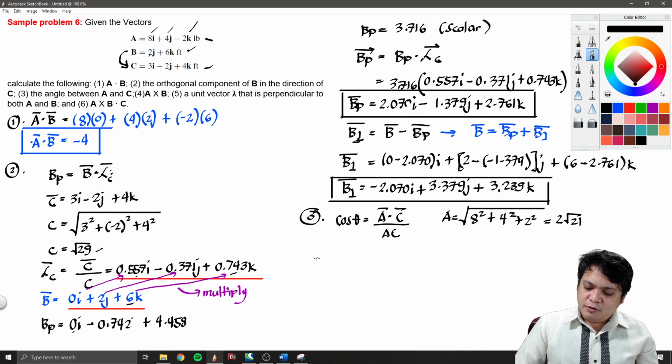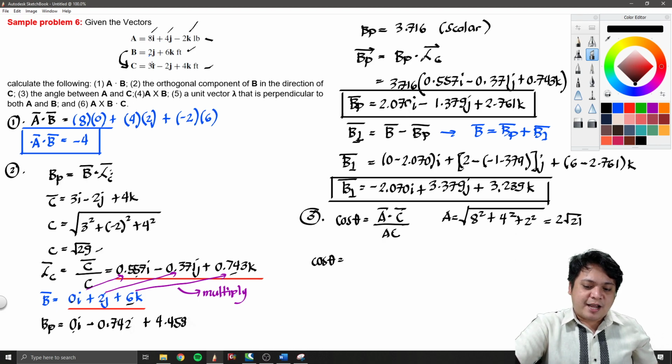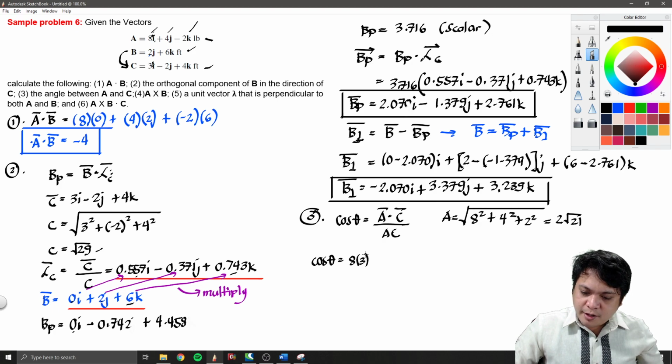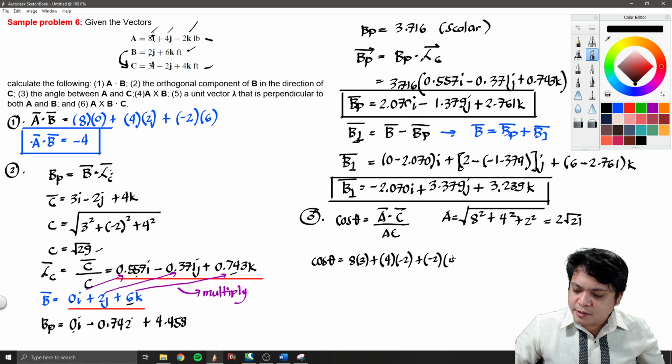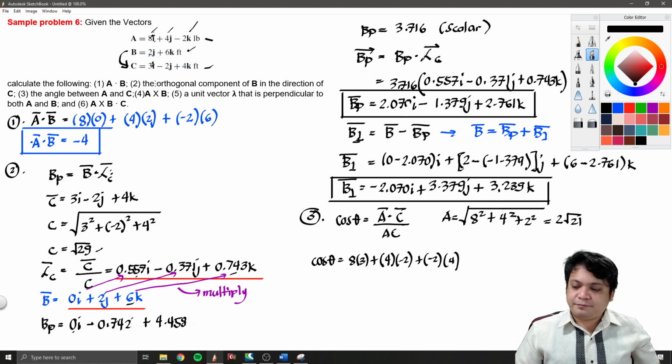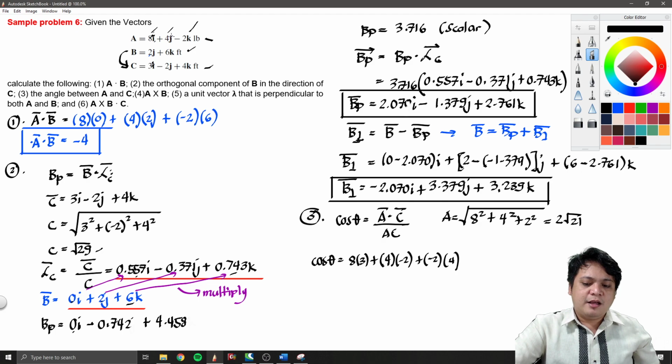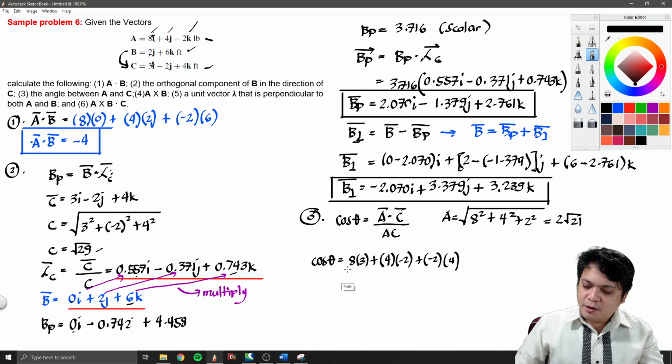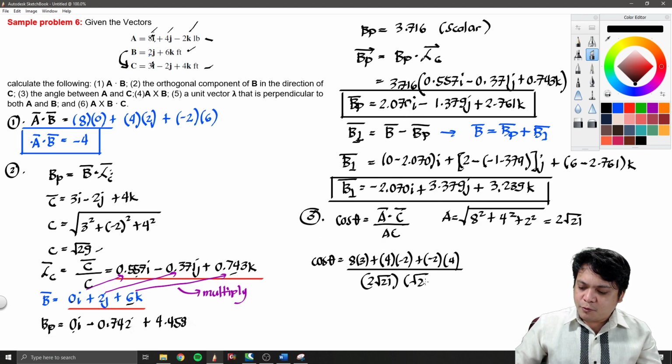Okay? So, cosine of theta, A dot C tayo, no? So, we will be having here this one. So, 8 times 3. Okay? Plus 4 times negative 2 plus negative 2 times 4. Pinag-multiply ko lang. Okay? All over, ang value ng A ko is 2 square root of 21 at ang value ng C ko is square root of 29.